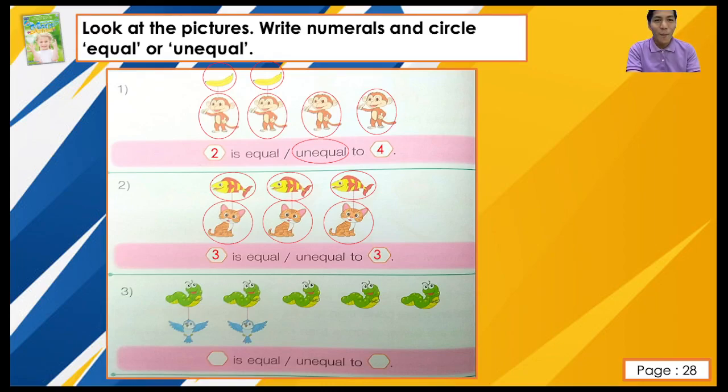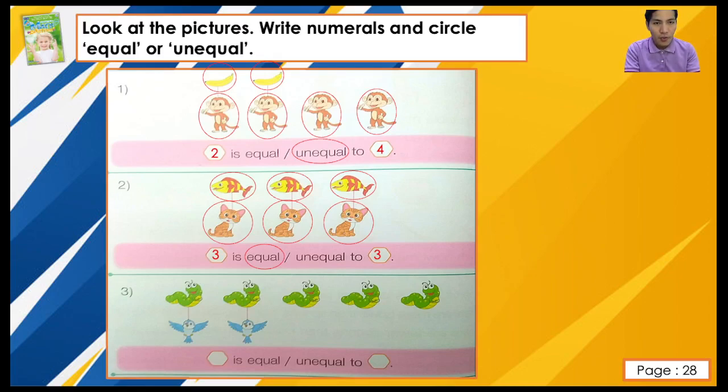Alright, now let's compare 3 and 3. Is 3 equal or unequal to 3? You are right, grade 1. 3 is equal to 3. So you will encircle the word equal. Alright, grade 1, let's move to number 3. What do you see? Yes, there are worms and birds.